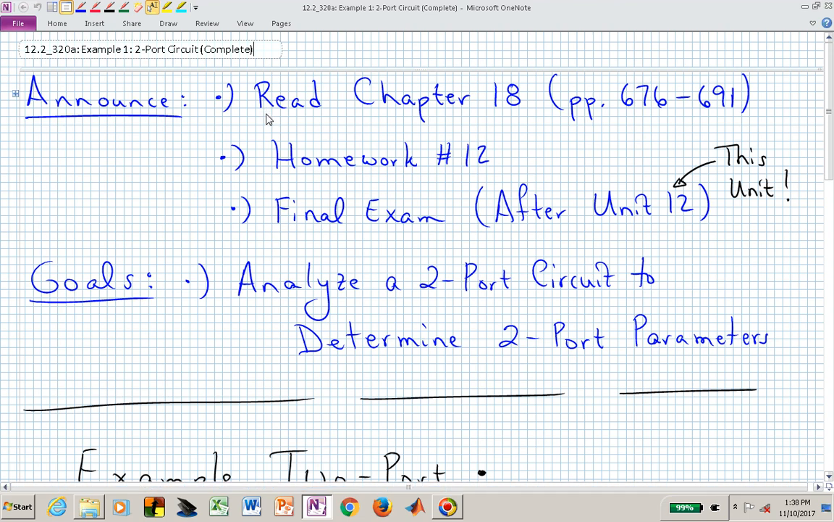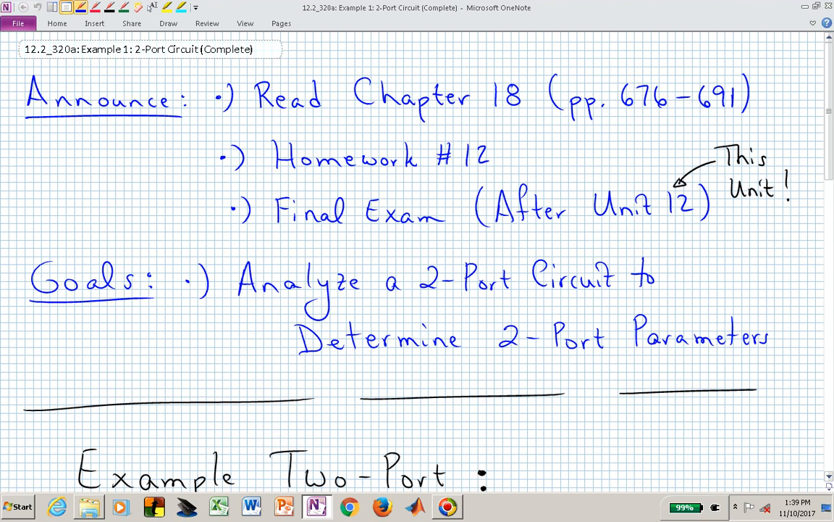Welcome back to ECE 320A. We're in Unit 12, which is our two-port network or two-port circuit unit. That's going to have homework number 12 due at the end of this unit, and this material is coming to us from Chapter 18. In this video, what we want to look at is actually finding from a circuit these two-port parameters.